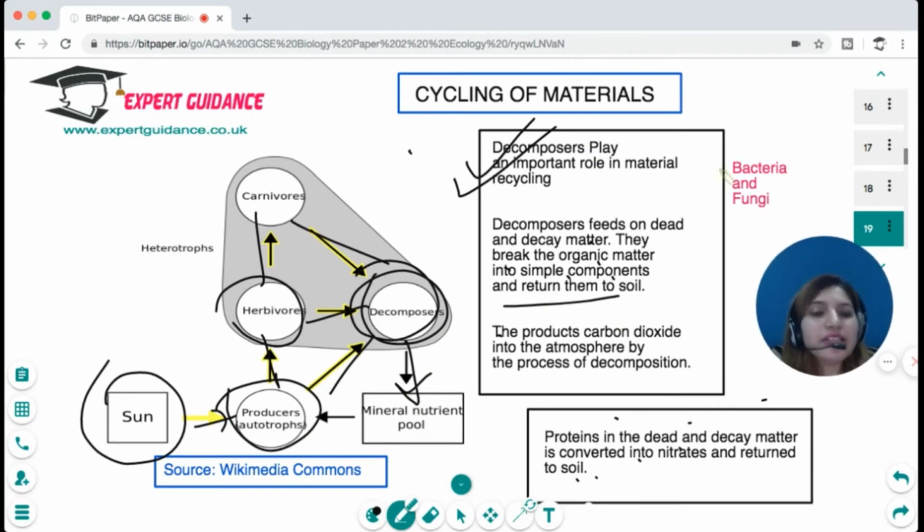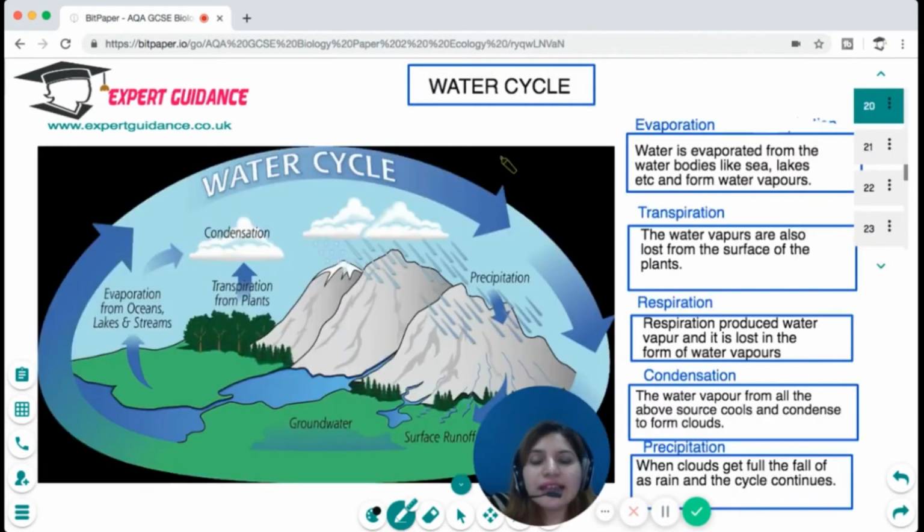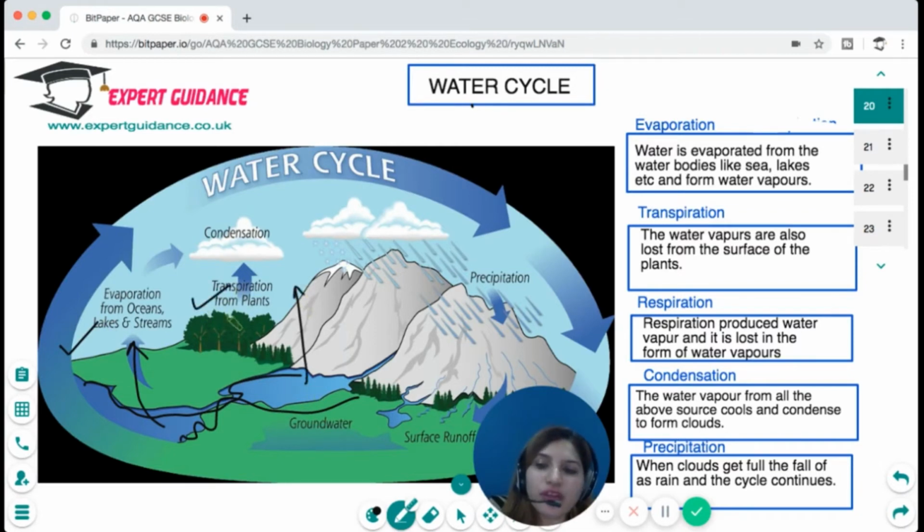Okay, now building on that, there are two cycles which are there in your syllabus. Cycle number 1 is the water cycle. Now let's try to understand what is happening in a water cycle. This is a water body, which is like a lake or a sea, or it could be a river. The water is evaporated from oceans, lakes, and streams, and transpiration from plants and respiration also evaporate water into the atmosphere.